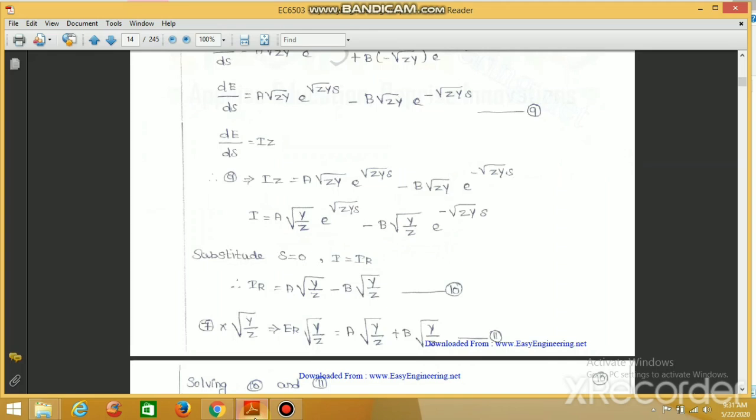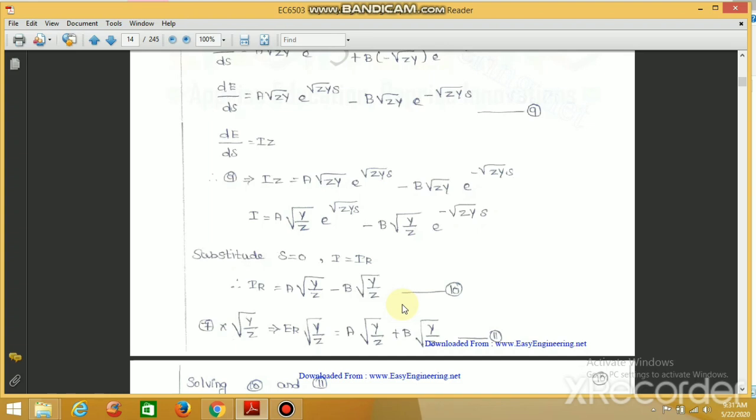So consider the equation I is equal to a into root of y by z e power root zys minus b into root of y by z e power minus root zys. Substitute s is equal to 0 and I is equal to IR in the above equation, so that you get IR is equal to a into root of y by z minus b into root of y by z. So this will be your equation 10.